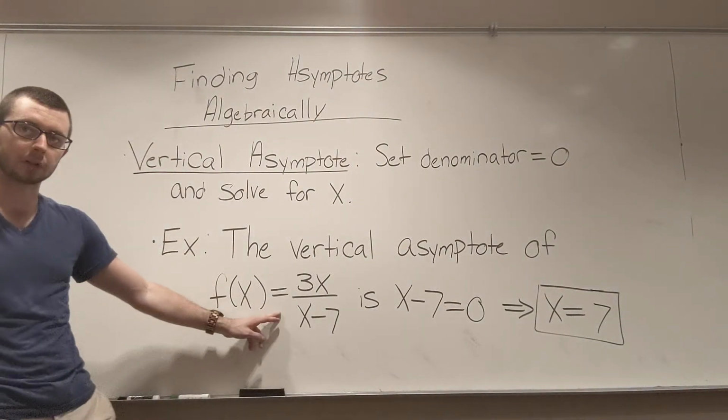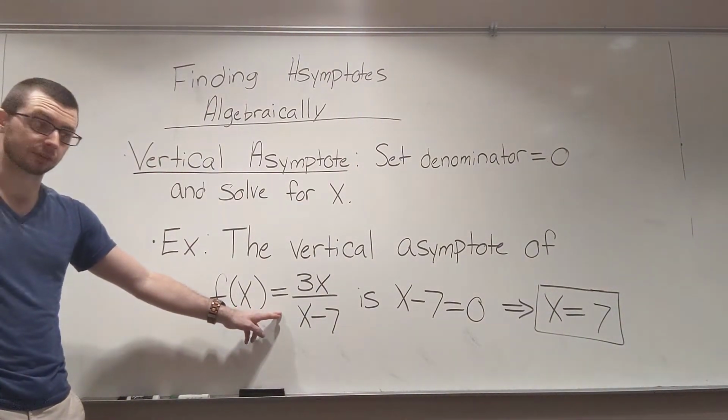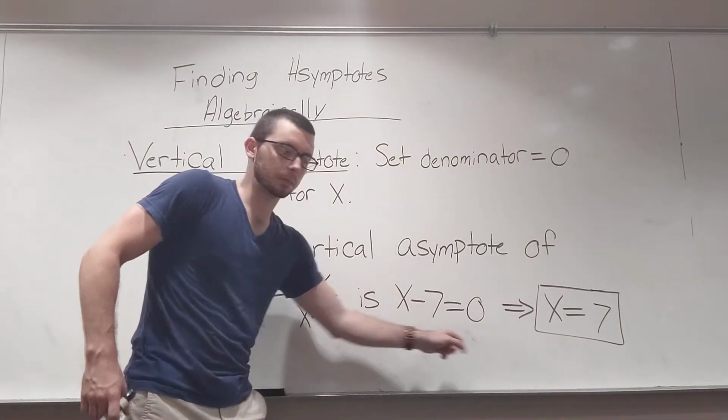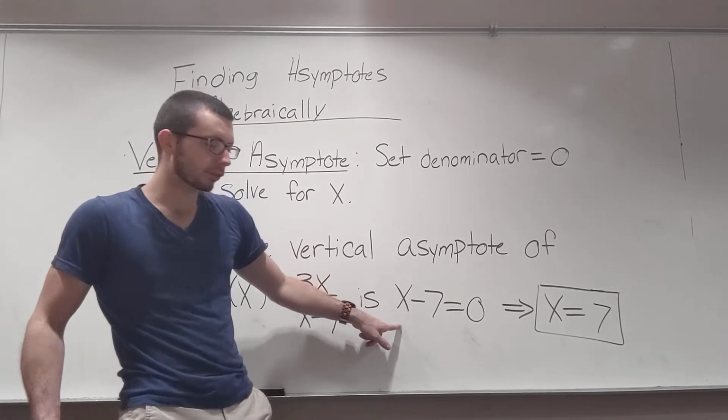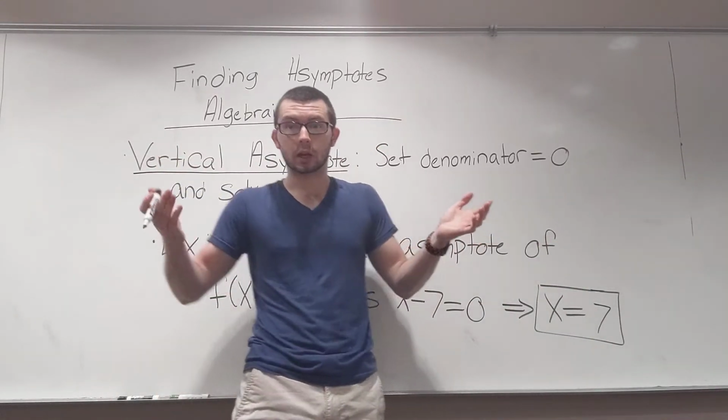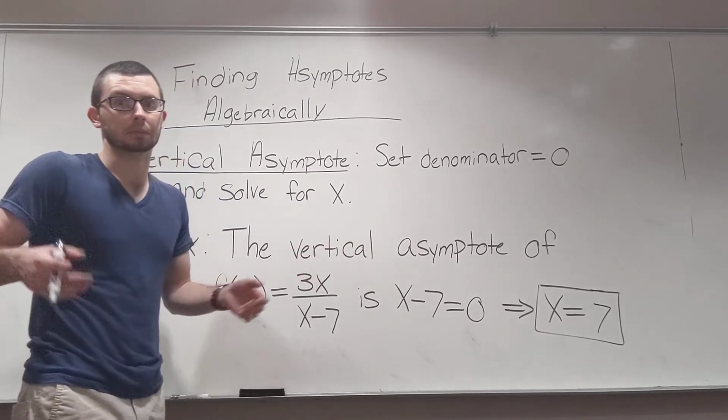So if we have a function 3x divided by x minus 7, notice we're setting the denominator equal to 0, and by solving for x, we just get that x is 7. And guess what? That is the vertical asymptote in this problem.